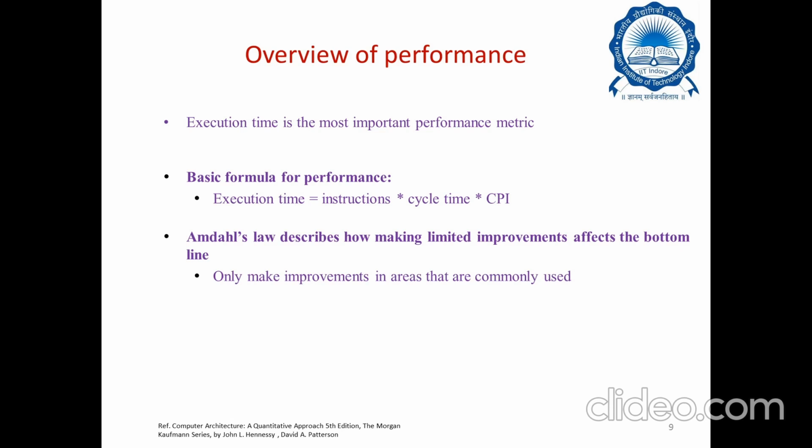And Amdahl's Law describes how making limited improvements affects the bottom line, so we should only make improvements in areas that are commonly used. So in today's lecture, you've understood about Amdahl's Law, and about the different performance metrics that include execution time, cycle time, which is basically the duration of a cycle, and clock period. You've understood the impact of CPI, clock cycles per instruction, which is the total number of clock cycles divided by the total number of instructions. You've also analyzed the importance of the number of instructions on execution time. You've also understood the basics of latency.